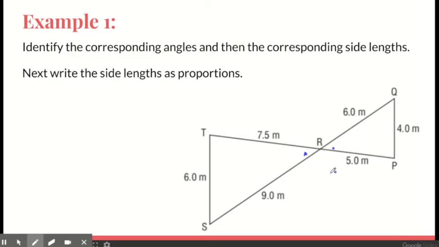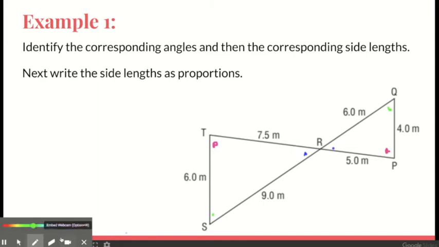Now, to help identify the other angles or the other side lengths that are corresponding, let's look at the other angles, okay? If you could picture putting these two triangles side by side, you would see that this angle and this angle are congruent. And then the last one, this angle and this angle are congruent. Now, this can really help us figure out which corresponding side lengths are equal.